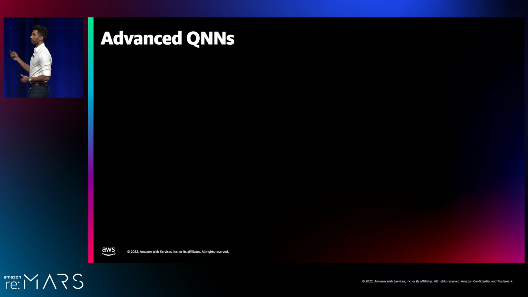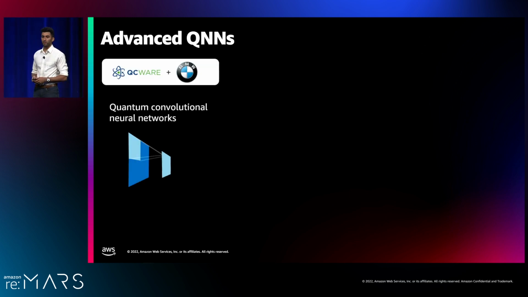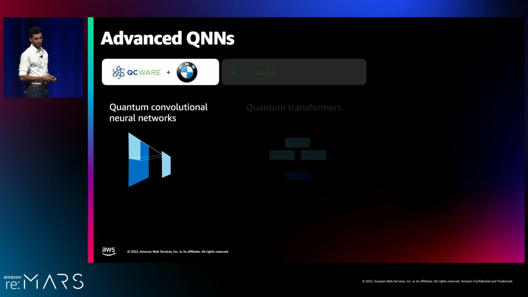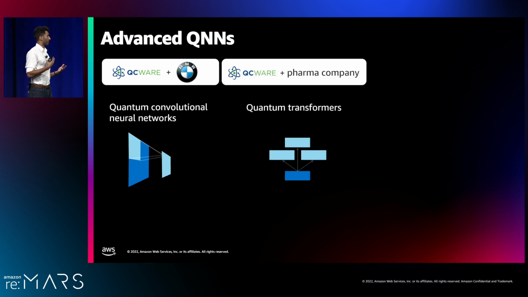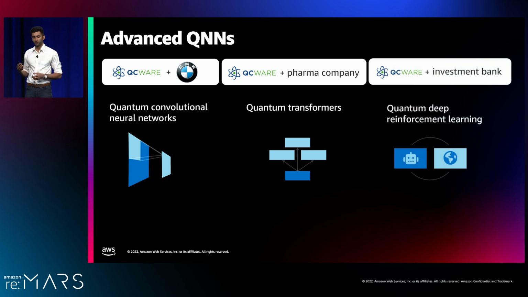Okay, there's plenty more work to be done in this field. Recently, we just finished a project with BMW working on quantum convolutional neural networks. We're working with a pharma company on quantum transformer networks. And we're also working with an investment bank on quantum deep reinforcement learning. So lots of work to be done in the field, and lots of industry interest as well.